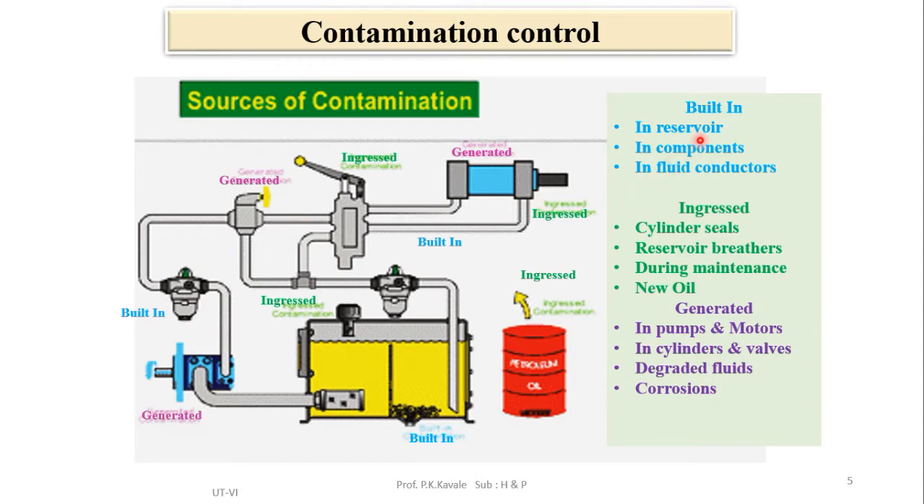So if you see the picture, blue color indicates built-in contamination, green is ingressed, and purple indicates the position where it is generated. Generation means moving parts. So the pump has moving parts, then valves have moving parts, and the actuator has moving parts.